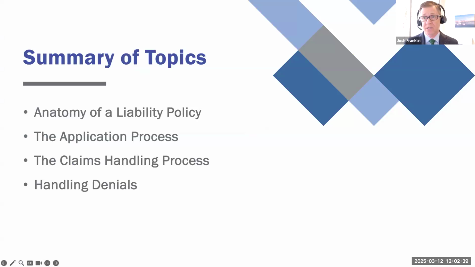We're going to be talking in terms of 4 major categories. The first, anatomy of a liability policy. This is just nuts and bolts provisions to be aware of in these types of policies. The application process, which is absolutely critical, and it is a source of many unforced errors that we've seen. So hopefully you can avoid making some of the same mistakes we've seen. What to expect in the claim process, including the importance of timely reporting and handling denials. And the number 1 rule is never take a denial at face value.